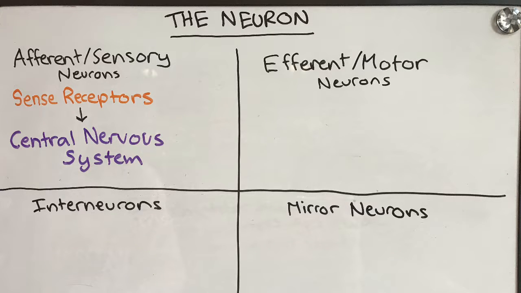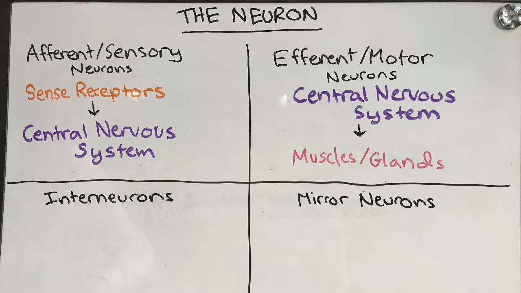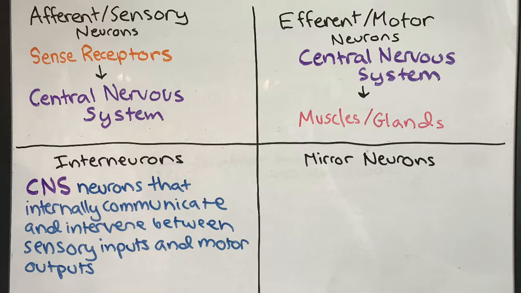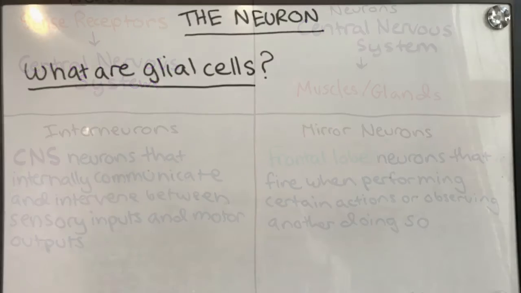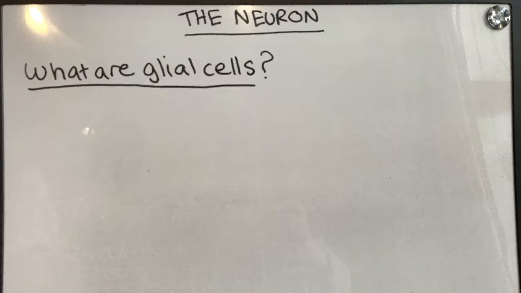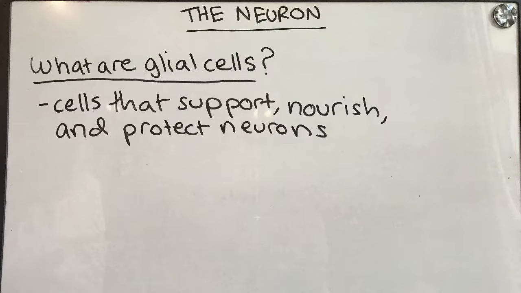First, we have the afferent neurons, which send messages from the sense receptors to the central nervous system. And the efferent neurons send messages from the central nervous system to your muscles and glands. Interneurons are CNS neurons that internally communicate and intervene between sensory inputs and motor outputs. Mirror neurons are frontal lobe neurons that fire when performing an action or observing another doing so. Another important cell is a glial cell, and these are cells that support, nourish, and protect neurons.